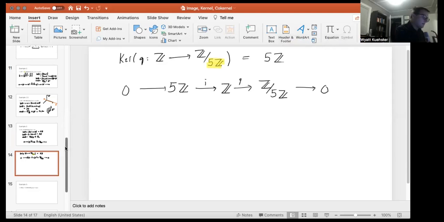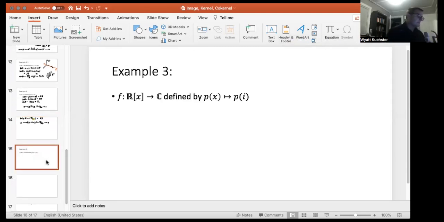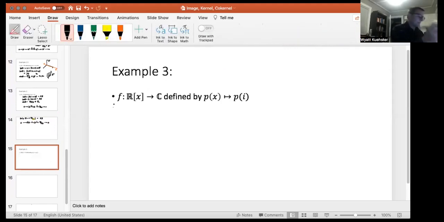Okay. So now let's do the last example, which is back to this teaser type thing, or maybe the last thing we'll do. In the previous video, we were trying to look at the quotient of this polynomial ring, or polynomial algebra, by the ideal generated by x squared plus 1. And eventually we're going to show that this is isomorphic to the complex numbers. So to do that, we'll define a map. This will be a map of algebras, or rings or whatever, defined by p of x goes to p of i.